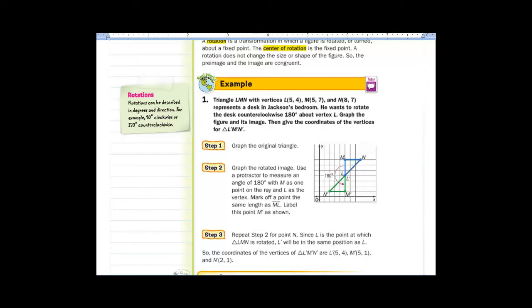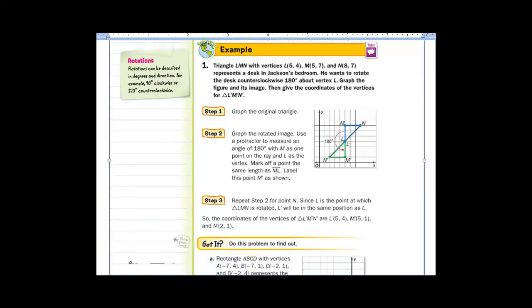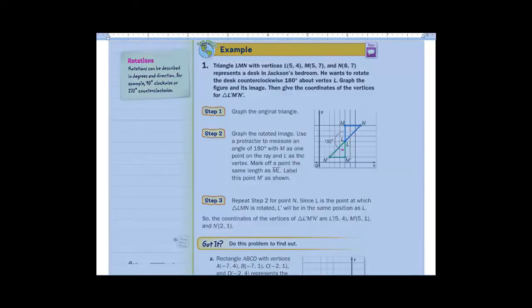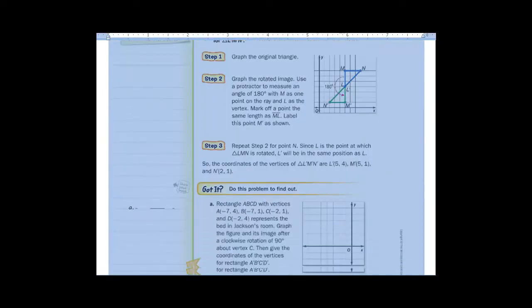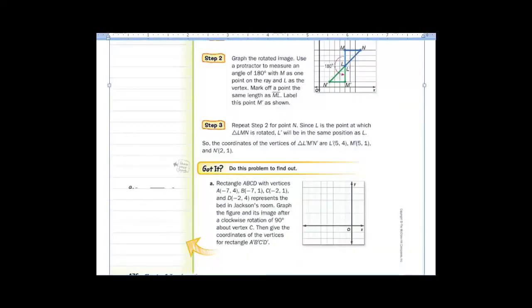All right. Let's see how you do on one. I want you to pause it and try, got it. This one's a rectangle, but I think you'll be okay.